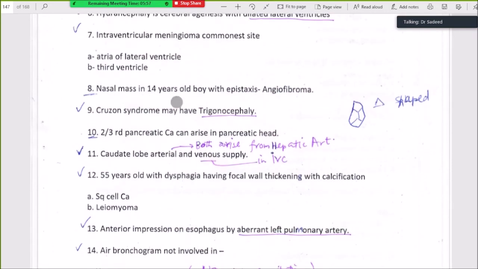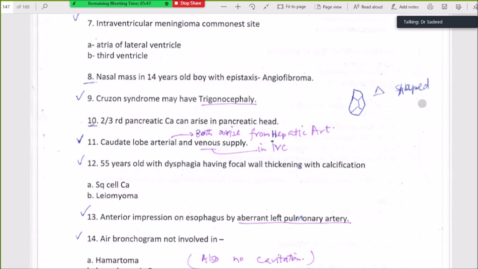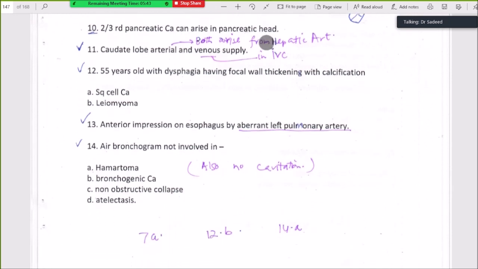8. Nasal mass in a 14-year-old boy with epistaxis is angiofibroma. 9. Crouzon syndrome may have trigonocephaly. Trigonocephaly means triangular shaped. 10. Pancreatic cancer can arise in the pancreatic head.